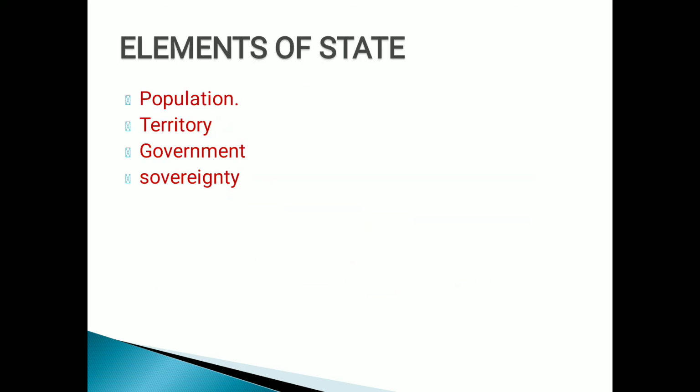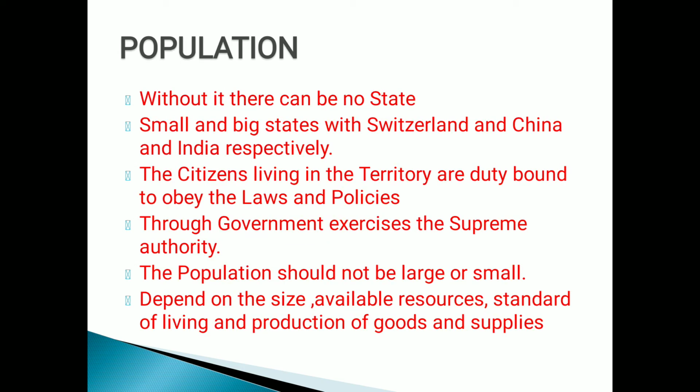Now, elements of the state. A state comprises four elements, children. We have population, territory, government, and sovereignty. So now, first of all, I'm going to start with the topic population. Okay, so let's start with the population. What do you mean by the term population?